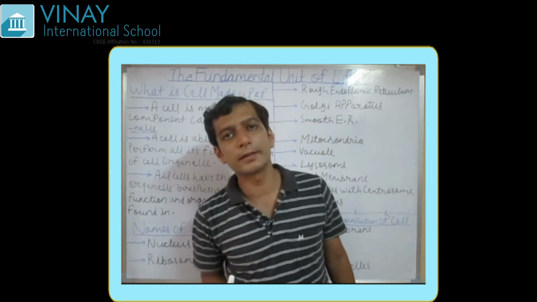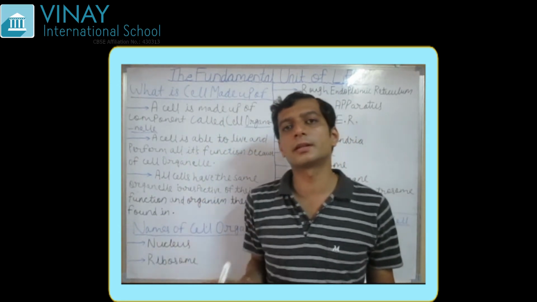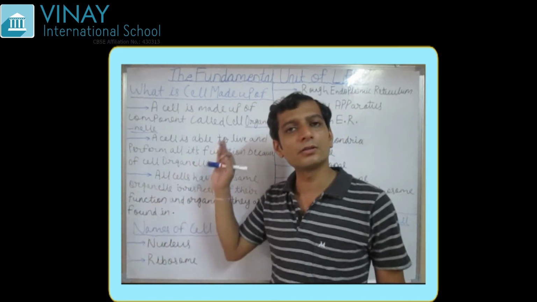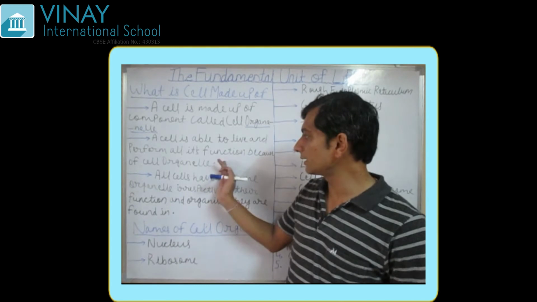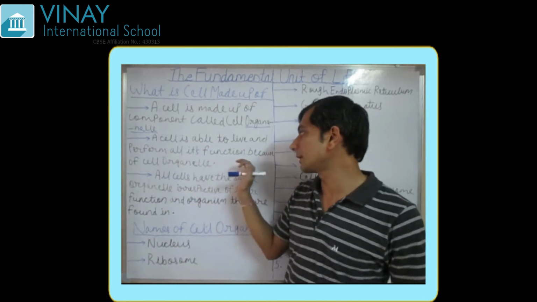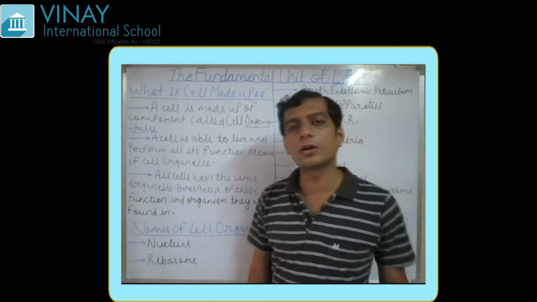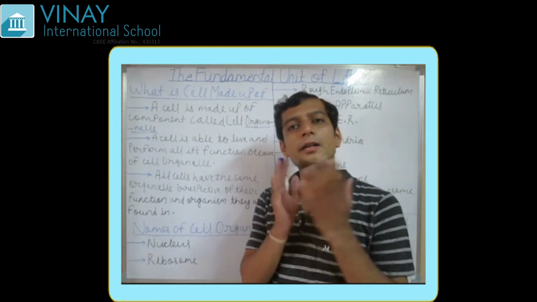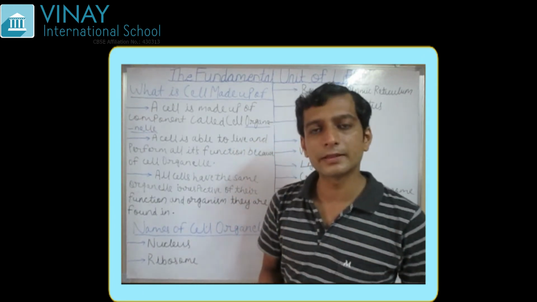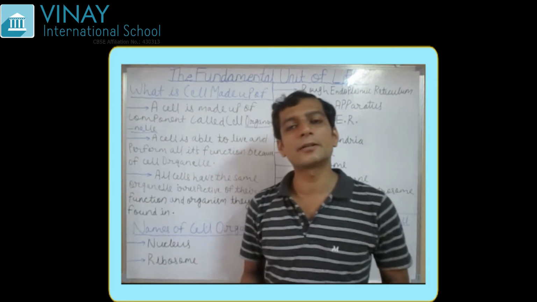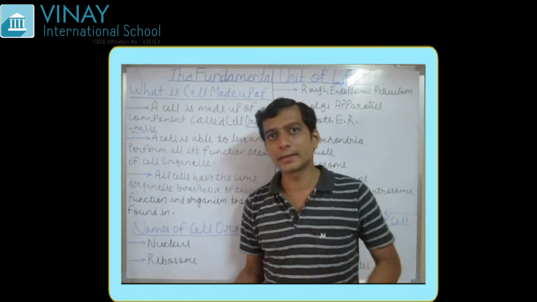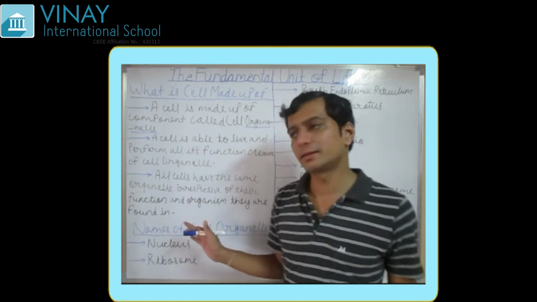We all know life exists in this universe or on this earth because of the cell, and the cell exists because of these organelles. So organelles are very important. A cell is able to live and perform all its functions because of these organelles. All the functions which are being performed by the cell are because of these organelles. So organelles play a very important role in the cell.